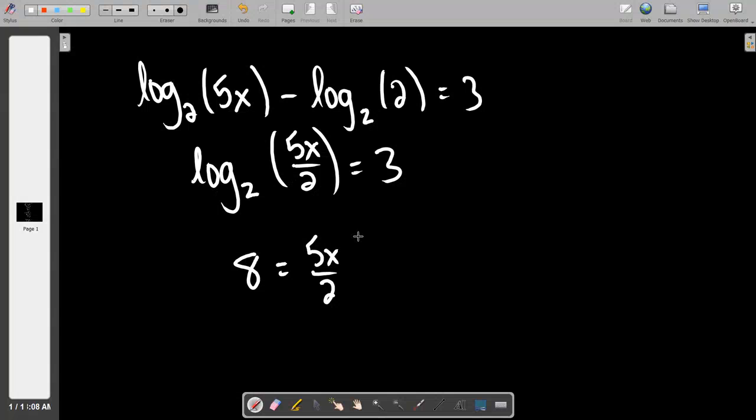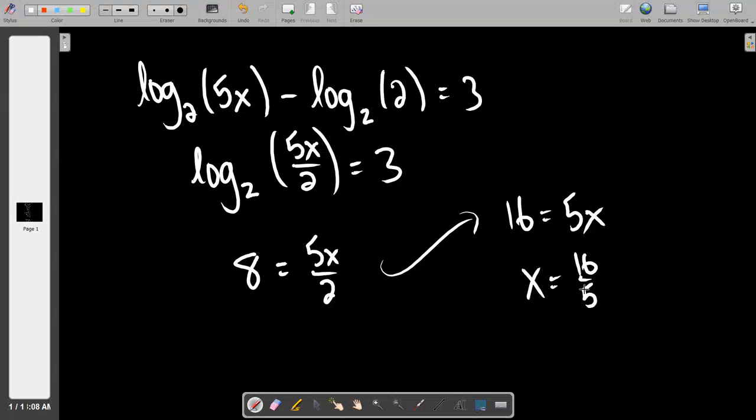Let's just press on, assuming we didn't. Yeah, multiply by 2, and then that's going to lead us to 16 equals 5x, and then we're going to divide both sides by 5 and get x equals 16 over 5. I assume we're good with that, right?